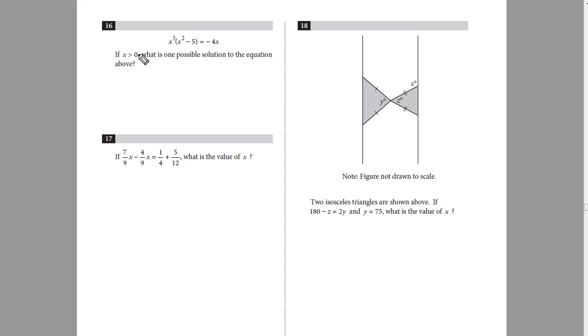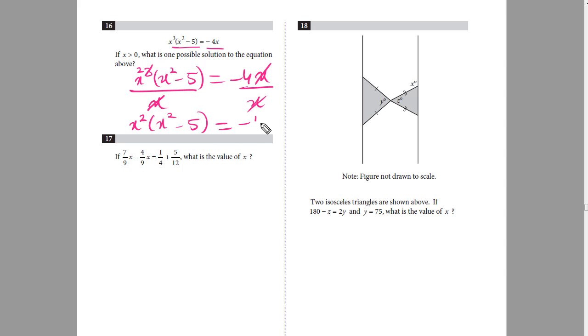Question number 16. x cubed times (x squared minus 5) is equal to minus 4x. If x is greater than 0, what is one possible solution to the equation above? Now let's solve this equation. x cubed times (x squared minus 5) is equal to minus 4x. Now I'll divide both sides by x, and this x will get cancelled, and this cube will become a square. So now my new equation is x squared times (x squared minus 5) is equal to minus 4.